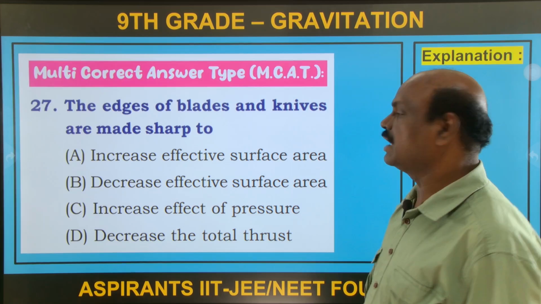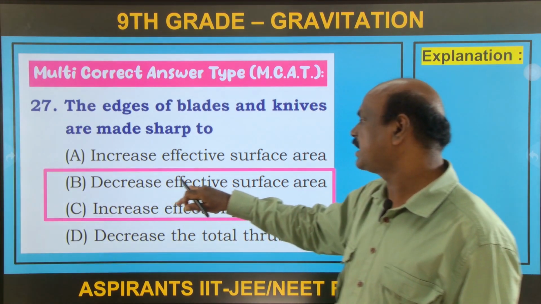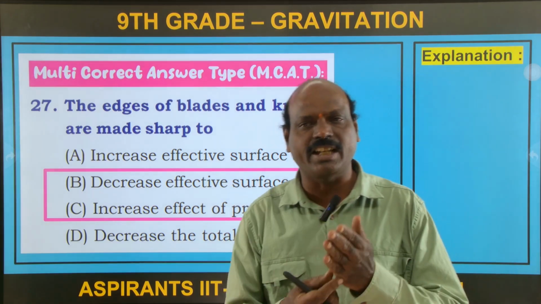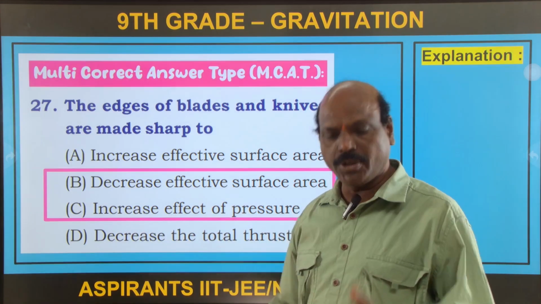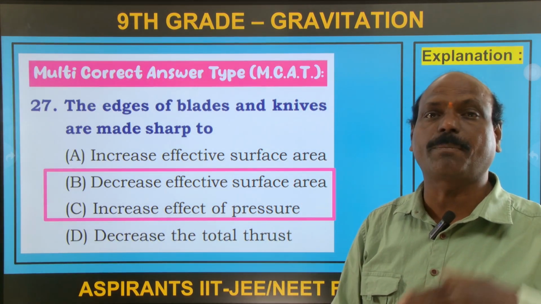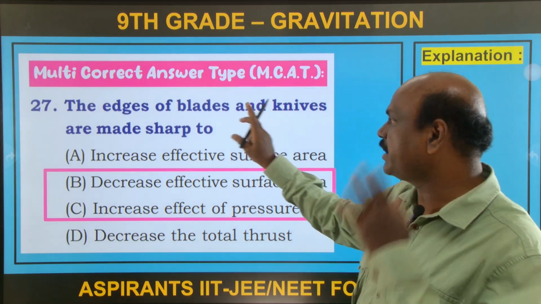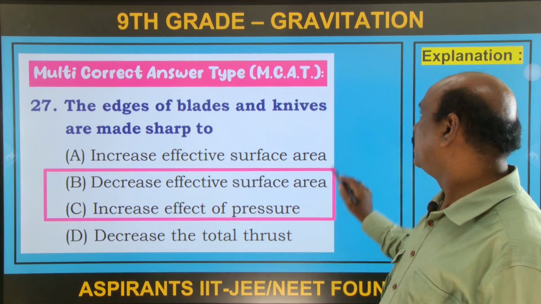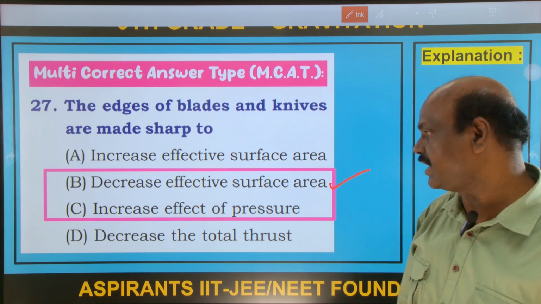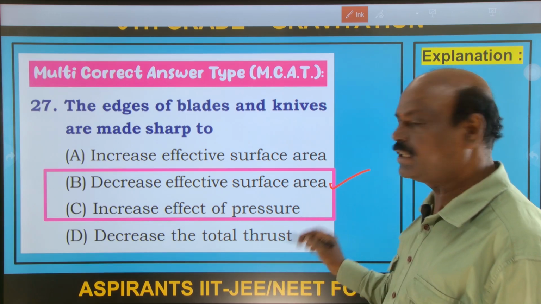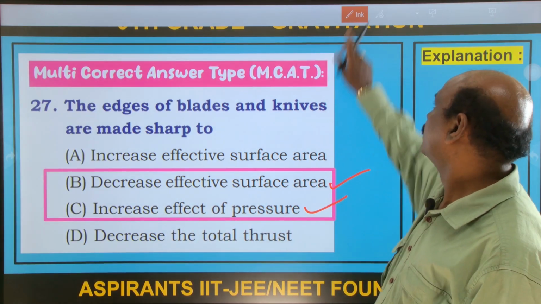So what are the considerable answers? When the blades are sharp, you will notice that the effective surface area decreases, which means the area is very small. Due to the decrease in surface area, we know that the pressure increases, that is, the effect of pressure increases. So when these edges are sharp, there are two things we notice: one is decreasing the effective surface area, and next, as the area decreases, the pressure increases. Okay, let's go for the next question.